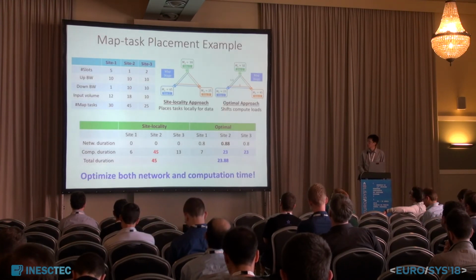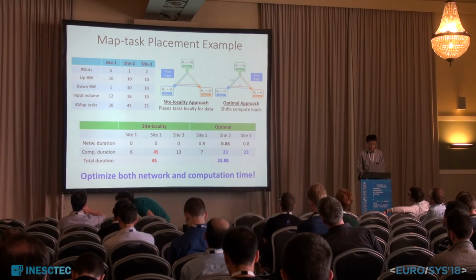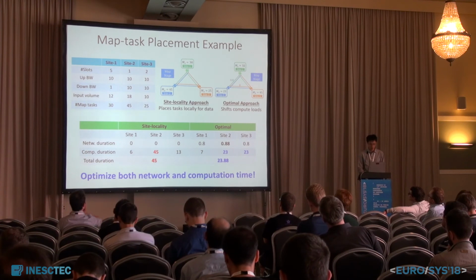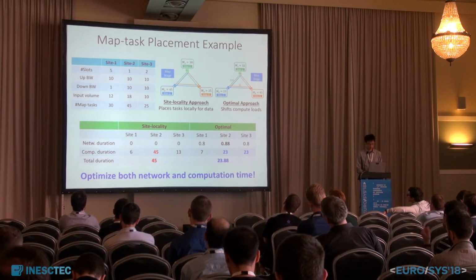So let's use a simple example to describe the idea. In this simple example, there are 3 sites. For example, site 1 has the most compute slots, but has the least download bandwidth. On the other hand, site 2 has the most volume of data to process, which requires the most map tasks to process, but also has the least number of compute slots.